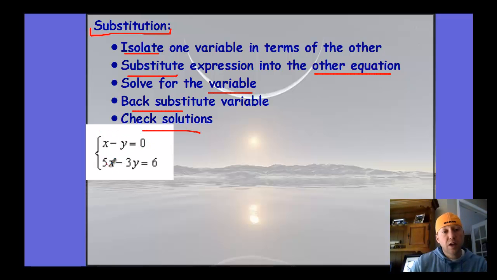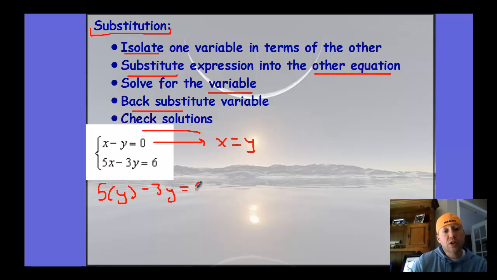And so for this problem here, they're not isolated yet. They're not having a y equals or x equals. So I would take this top equation and I would actually isolate for x. Just add y. So x equals y, which is kind of nice. It says that they're equivalent values. So in the other equation, now I can substitute that in. So instead of writing x, I'm going to write y.